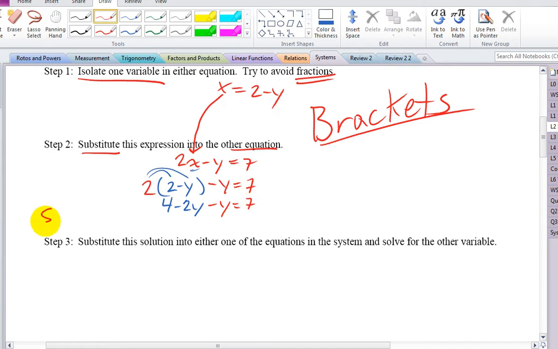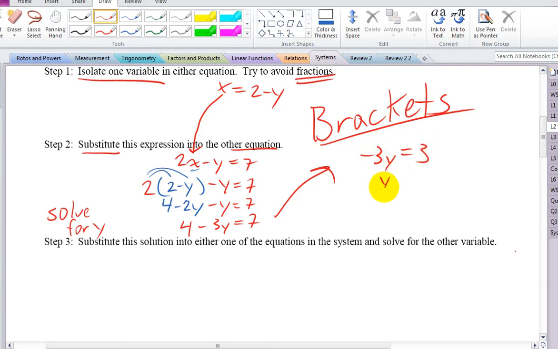Now I want you to solve for y. So 4 minus 3y equals 7. Negative 2 minus 1. So I'm combining like terms. So negative 3y equals 3, y equals negative 1.